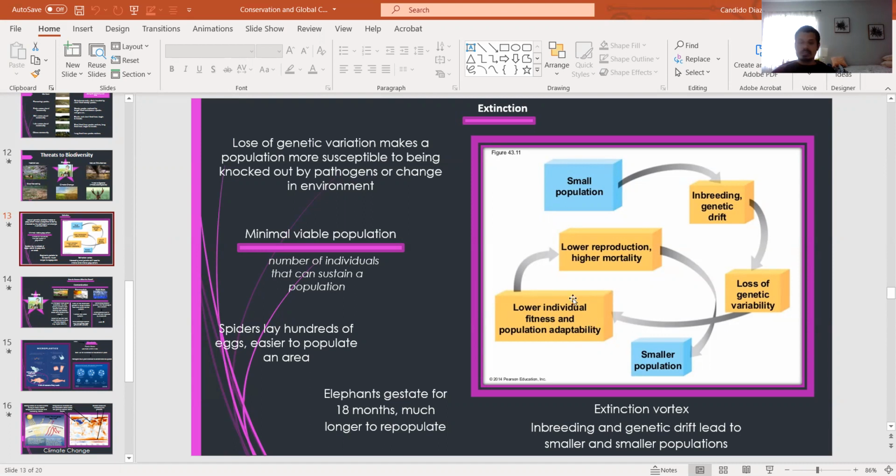And so that lower fitness leads to lower overall reproduction, and higher mortality and higher death. And so that makes the population smaller. This process just continues for generations until that small population is completely gone. And so scientists like to talk about a minimal viable population, or the minimal amount of organisms you need in order to keep reproducing and keep those numbers alive.